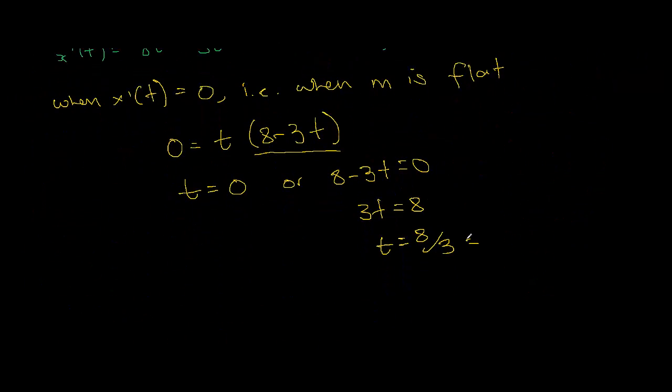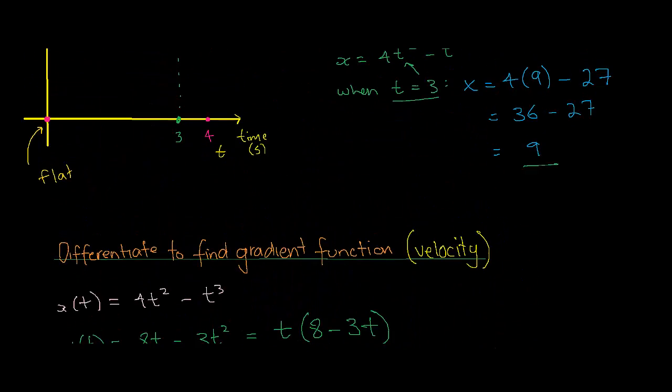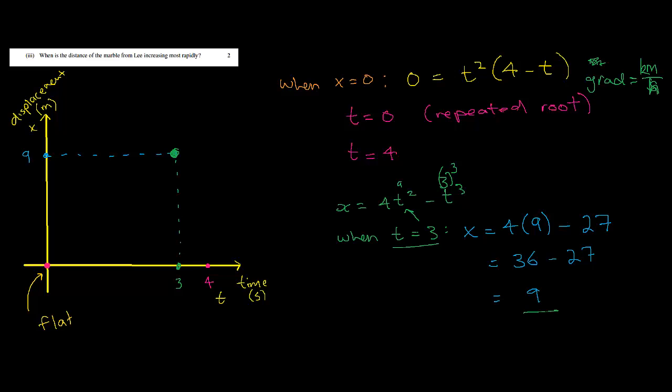So what is 8 on 3? That's 2 2/3. So that is a little bit under 3, isn't it? So we do have to worry about that. I'm going to pop that here, I'll do it in red, at 2 2/3. Cool. That's where we're going to have a stationary point.